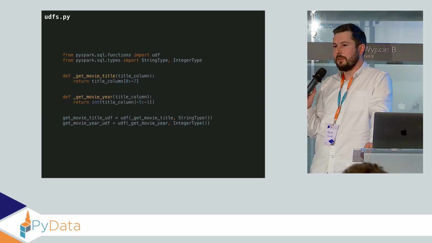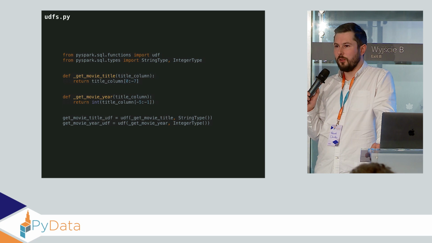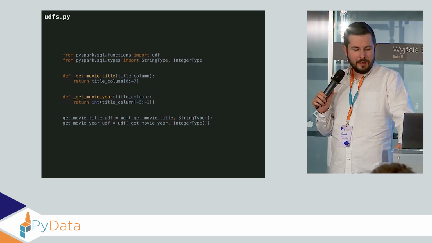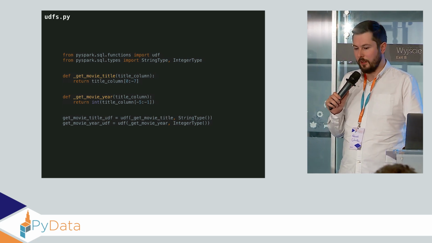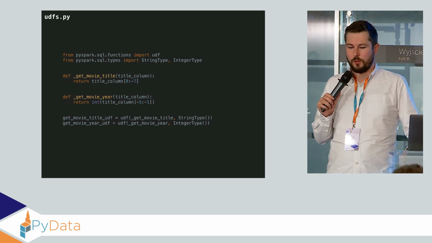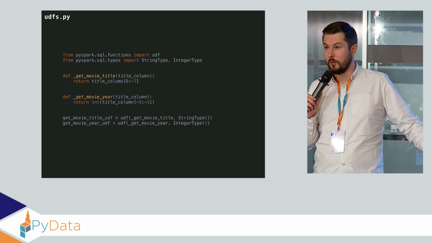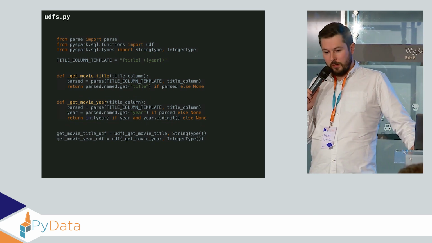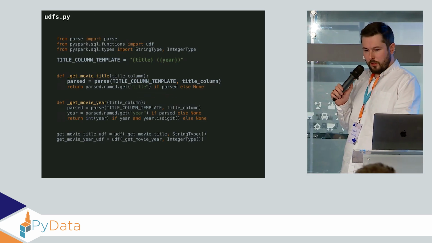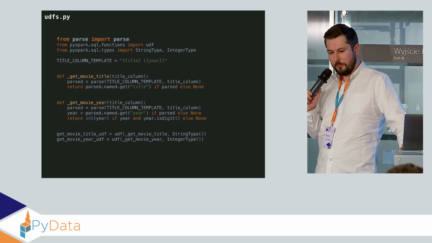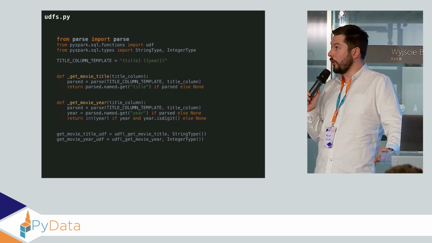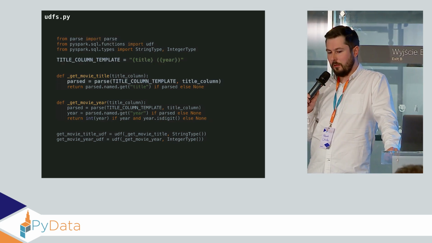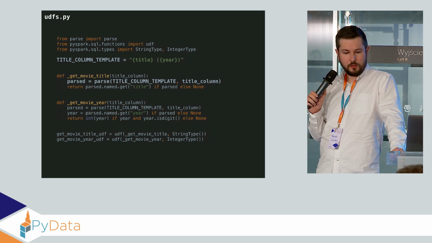Okay, but coming back to our UDFs file, maybe we've decided that slicing the string is not the best option in this case, and we want to use some other option. So I've decided to use a third-party package to do that. I'm going to use a parse package in this case. So this is the new version, and as you can see, I'm importing the parse package and then parsing this title column using the template defined here.